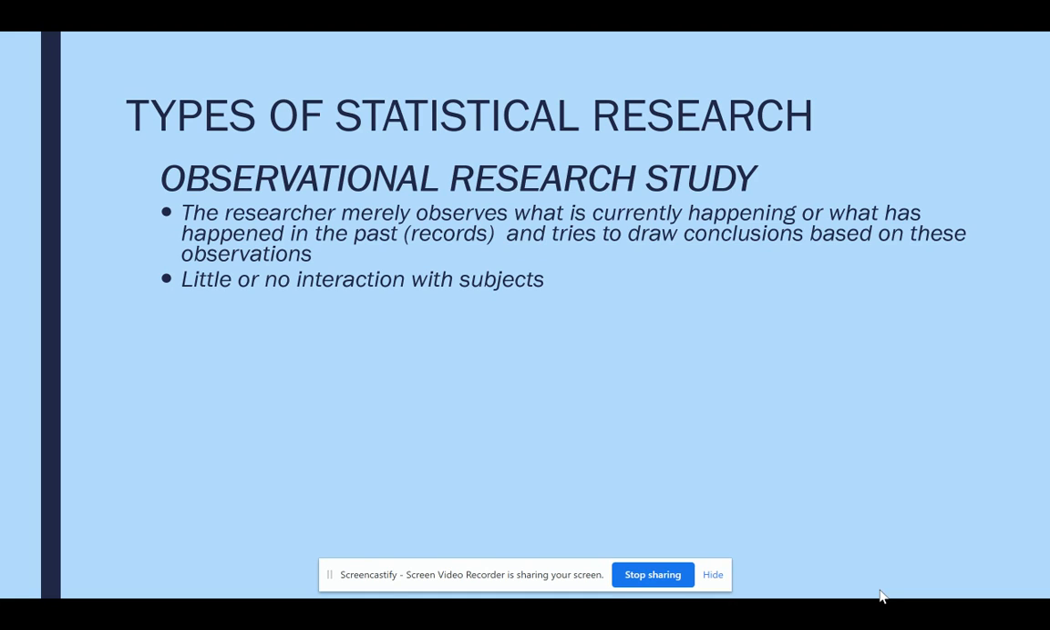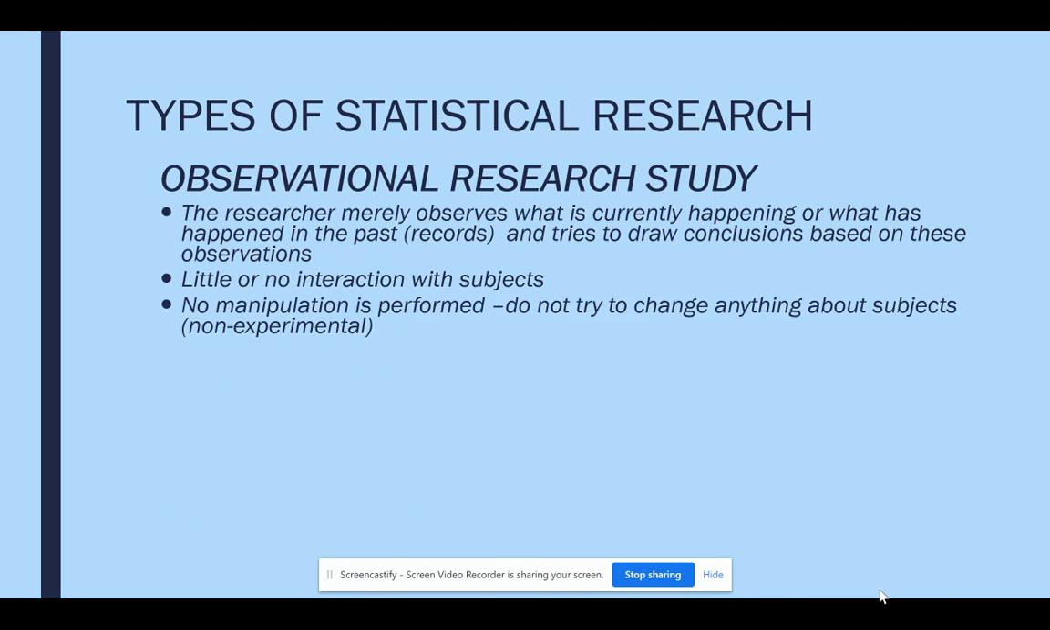Typically, you have very little or no interaction with the subjects or the participants within the study. There's really no manipulation performed. You're not trying to change the behavior or change what is going on. And that's what makes it non-experimental. The fact that it's observational is you're not attempting to change anything about the participants. And obviously, if you're looking at something from the past, you can't change that anyways.